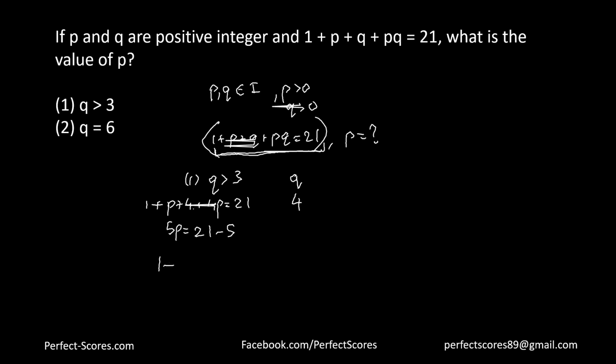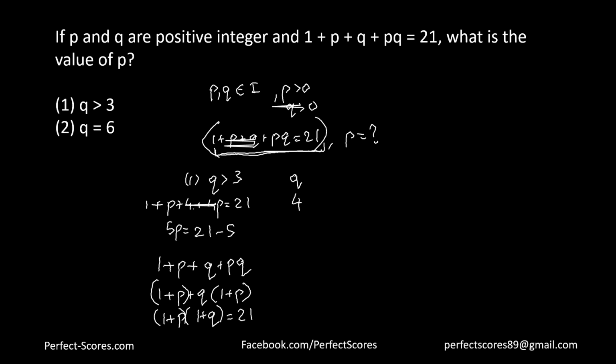So 1 plus P plus Q plus PQ, okay? So what does this become? 1 plus P, I'm going to take Q out here. So that is 1 plus P. So you have 1 plus P out both sides. I have 1 plus P and I have 1 plus Q is equal to 21.